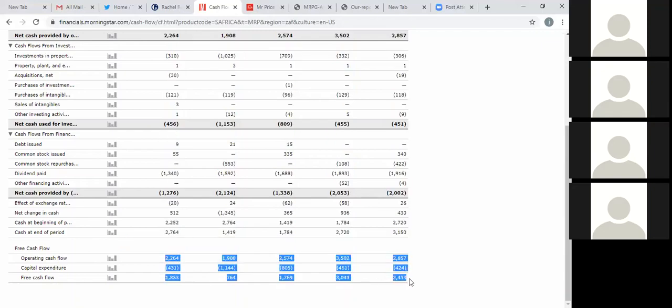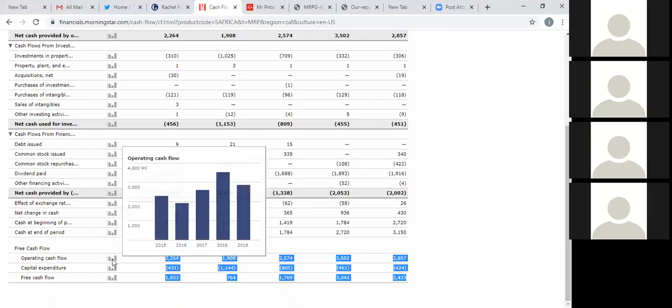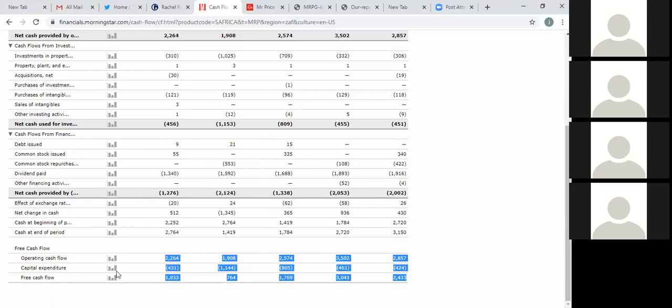Do you see, if you hover around those bar charts, it can show us how they have been growing also. Just a visual graphic presentation. All these ones, it can have a nice showing up. So can you check their operating cash flow and then their capital expenditure?